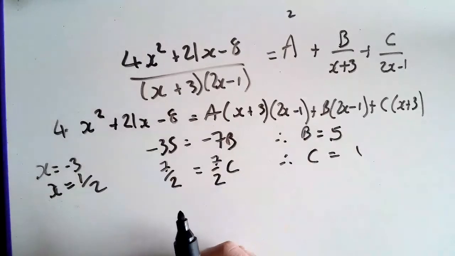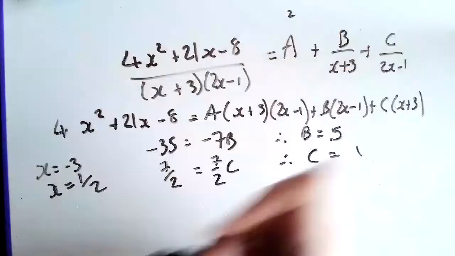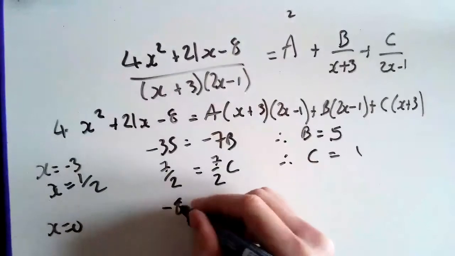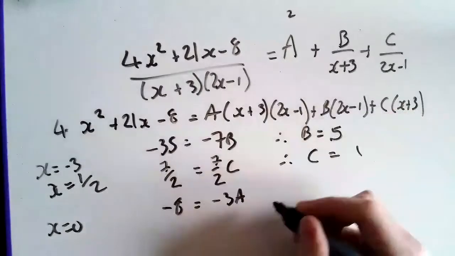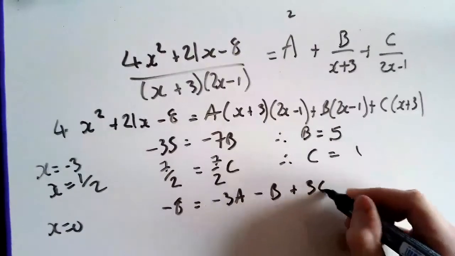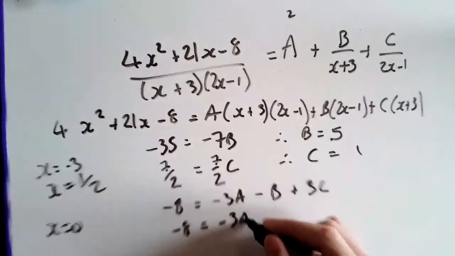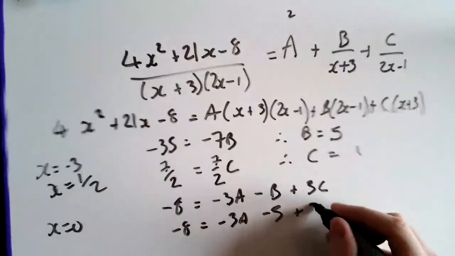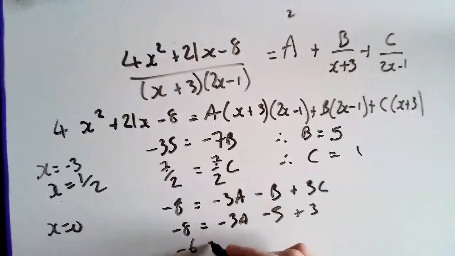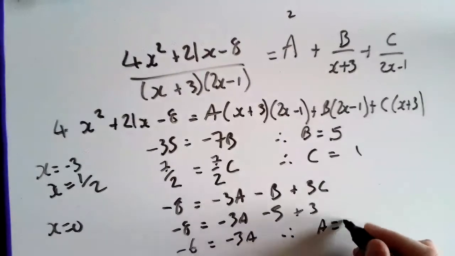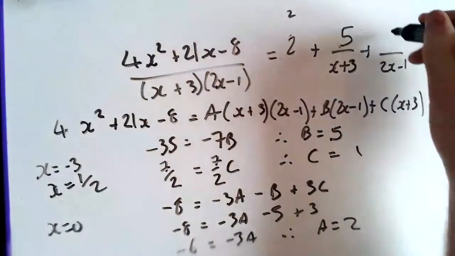And to get a, I would sub a random number in, but I told you it's going to be 2, so look, 4x² divided by 2x² gives me 2. But just to prove it, if I put 0 in, I get −8 equals −3a − b + 3c. Now, b is 5, and c is 1, so plus 3, so that gives me −2, plus 2 to both sides, I get −6 equals −3a, so therefore a equals 2, like we said. So we get 2, b was 5, and c was 1, so we get that.